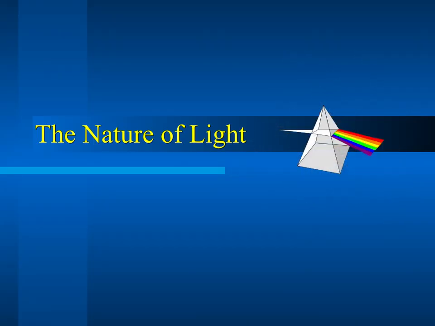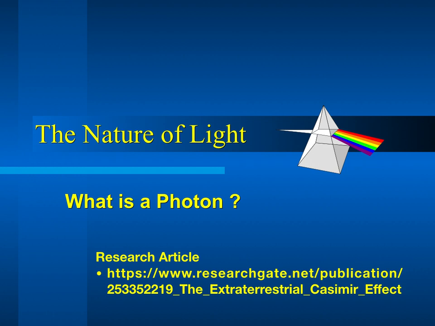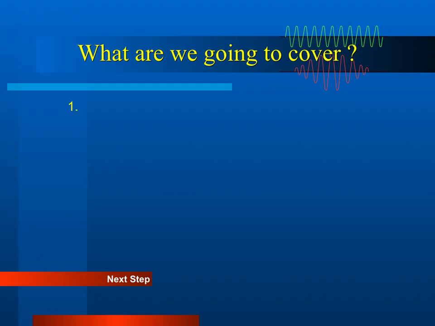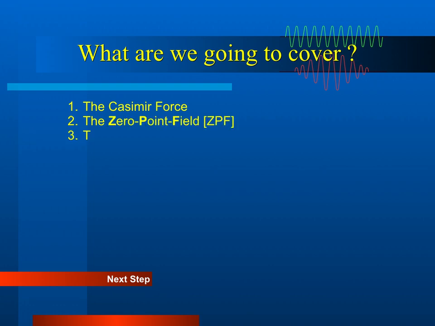In 2011, we presented a research article at a conference in San Diego. The article was titled, The Extraterrestrial Casimir Effect. In this article, we contribute to the discourse regarding the nature of light, via the Casimir effect. So, let's begin. What are we going to cover? We have quite a bit to get through, but we're going to cover 10 key areas.